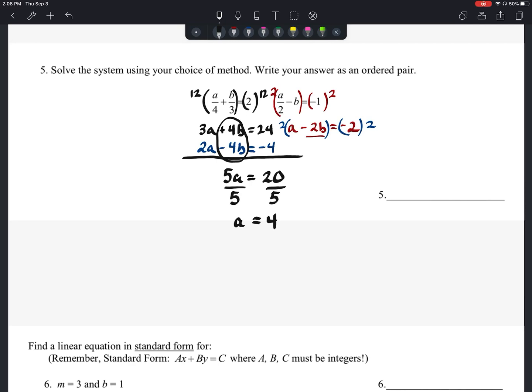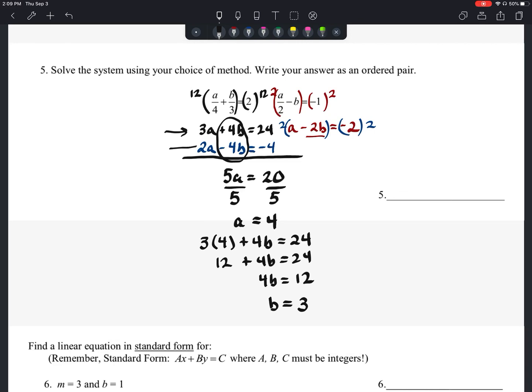Now let's plug it back in to figure out what b is. And since I altered my original equations, and I know I did it right, I'm going to go ahead and just use one of these two equations. Let's go ahead, I'm going to use this one. I'm going to say here 3 times my a value, which is 4, plus 4b is equal to 24. That would be 12 plus 4b. We can subtract our 12 to get 4b is equal to 12. And then we divide each side by 4 and we'll get b equals 3.